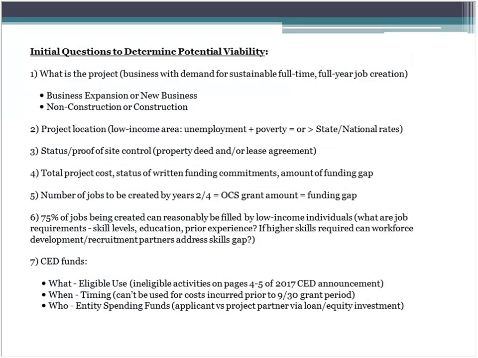So the first step in preparing a competitive OCS application is making sure you have a viable project. So one of the first questions is, what is the project? It's either going to be, obviously, a business expansion or you're going to establish a new business. And it's either going to be a non-construction project or a construction project, which would be considered construction if there's over $250,000 in construction or renovation costs, or if it's 25% of the project cost.